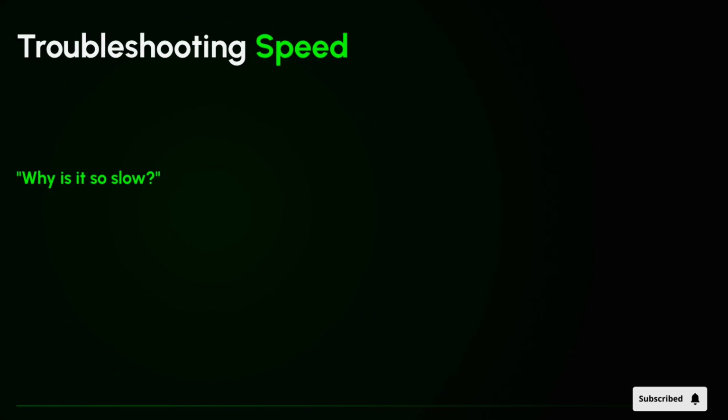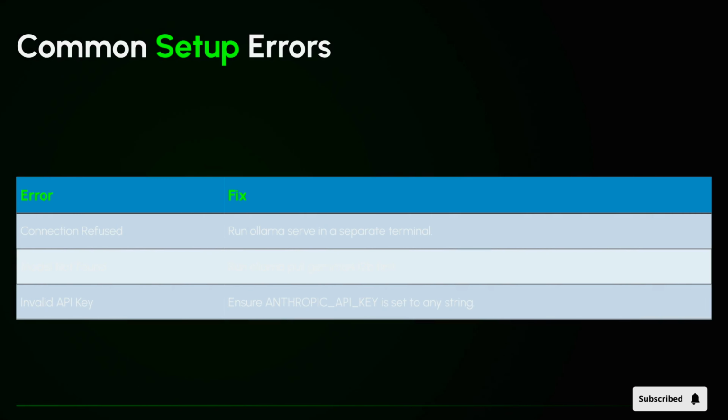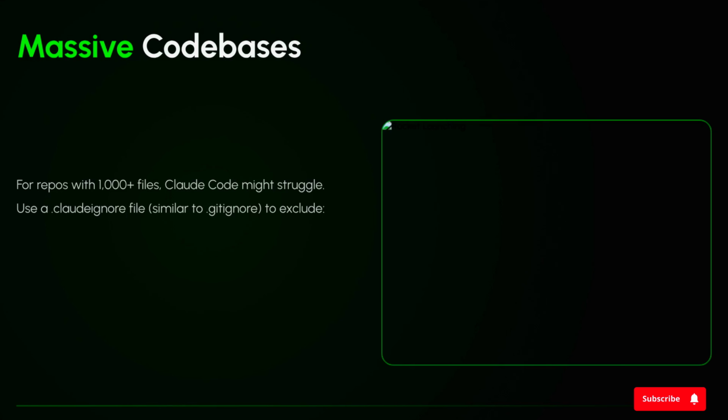If you experience slow speeds, check your RAM and VRAM usage. Use Q4_K_M for the best speed-to-quality ratio, and ensure model layers are properly offloaded to your GPU, particularly in Linux environments. We review common setup errors, including issues with Ollama not running, API keys, or version mismatches. Ensure you follow all steps precisely for a smooth experience. For massive codebases, Claude Code may struggle if it indexes too many files. Use a .claudeignore file to exclude artifacts, logs, and legacy files to keep the context focused and performance high.